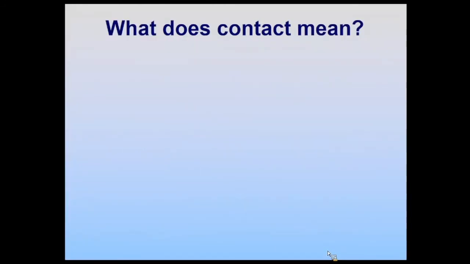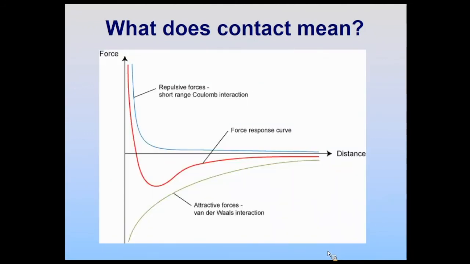One question you might ask, though, is what does contact mean when you're looking at the atomic length scale? So here's a typical force distance curve. You have this long-range van der Waals attraction, which tends to suck the tip into the surface. So the force here is negative, it's attracting the tip. And then you have these repulsive forces, the short-range Coulomb interaction, which turns on when you get really close to the surface, and that drives the force positive, repelling the tip away.